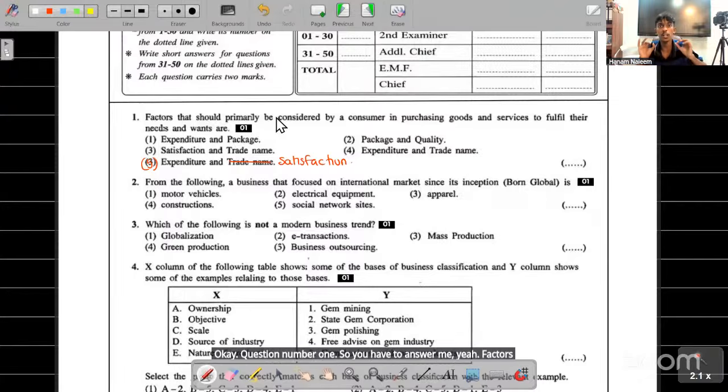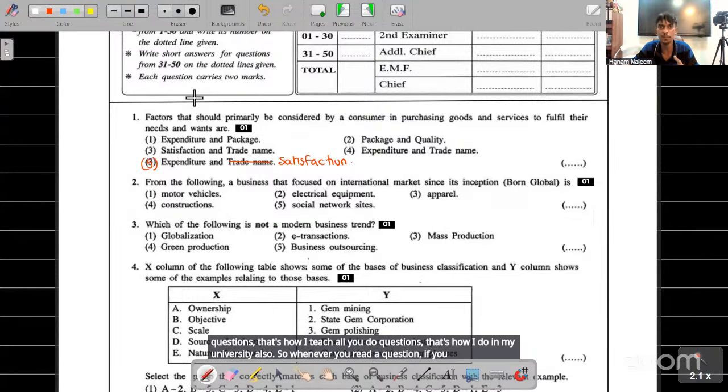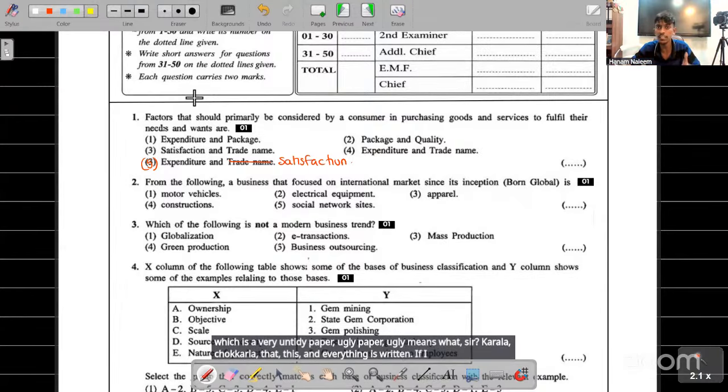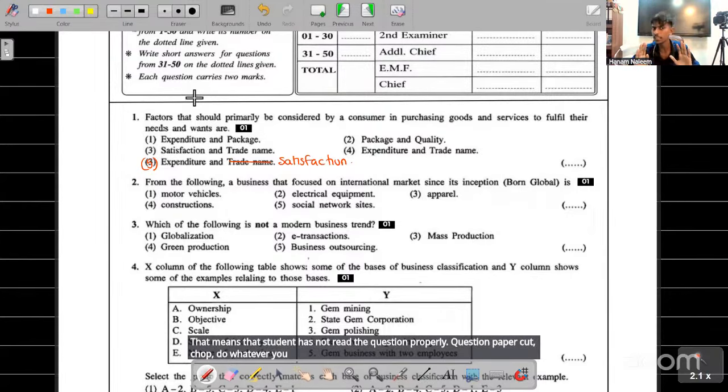I'm careful when I am doing a question. That's how I do questions, how I teach you all to do questions, and how I do it in my university also. Whenever you take a question paper, I will be satisfied to see a student who submits an untidy, ugly paper, with things cut, chopped, and everything written. If a student gives a very clean paper with nothing written, that means that student has not read the question properly. Cut, chop, do whatever you want on the question paper, because by just bluntly reading, you won't get an answer. You have to cut the words and underline the keywords.